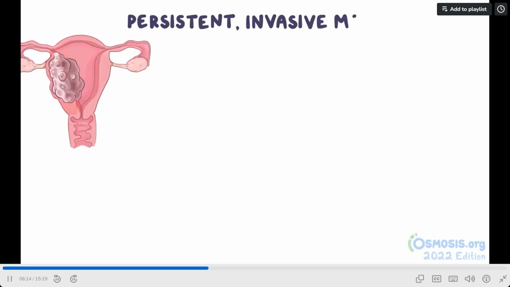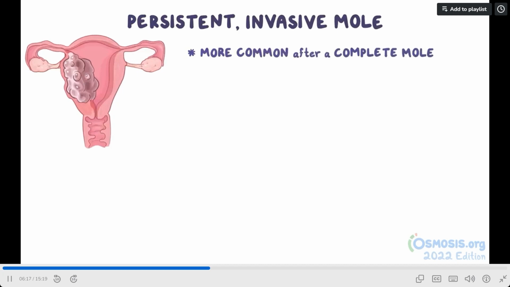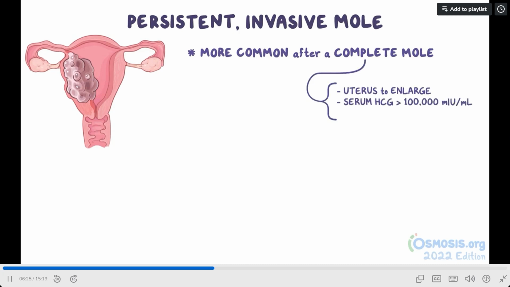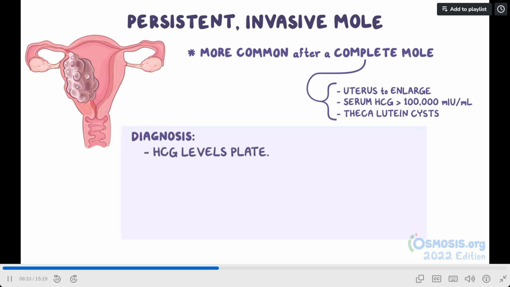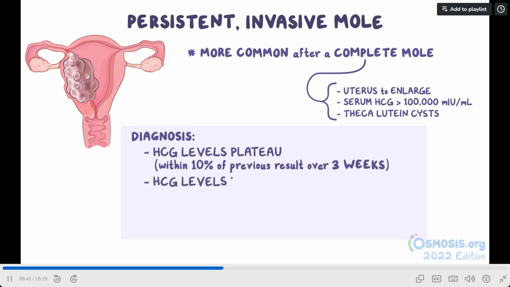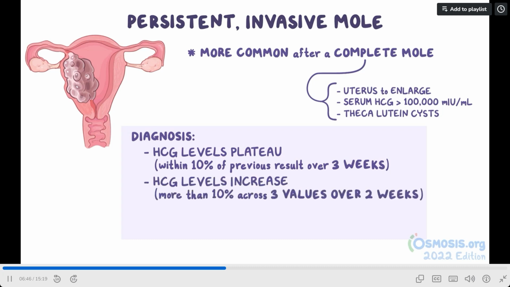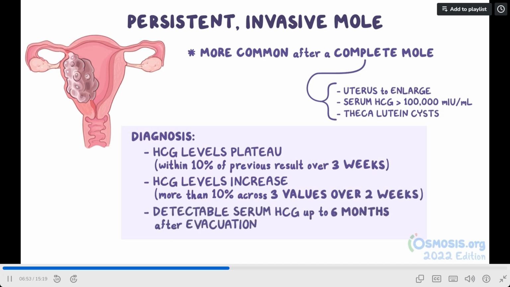A persistent invasive mole is more common after a complete mole, especially when the mole caused the uterus to enlarge, when the serum HCG level was over 100,000 milli-international units per milliliter, or where there are theca lutein cysts on the ovaries. The diagnosis is made when HCG levels plateau, meaning they remain within 10% of the previous result over a 3-week period, or when HCG levels increase more than 10% across 3 values recorded over 2 weeks, or when there is still detectable serum HCG up to 6 months after evacuation of a molar pregnancy.